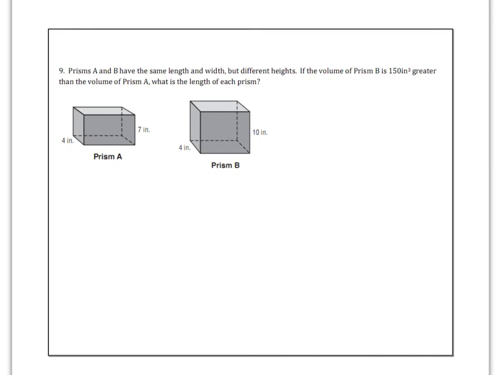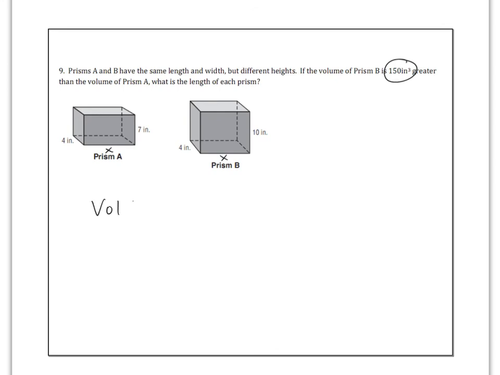So your job is this distance and this distance are the same. The lengths and the widths of those bases are the same, but the heights are different. And so you want to figure out if the volumes are different by 150 cubic inches, what would those lengths have to be? So pause the video, mess around with this for a little bit. So there's many ways to do this, but I'm going to walk you through how I think about it.